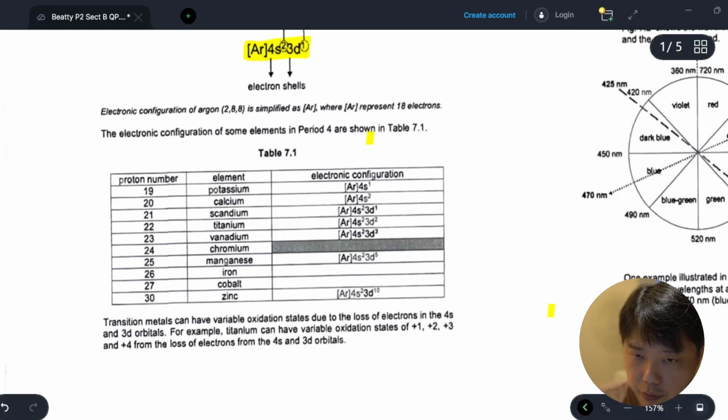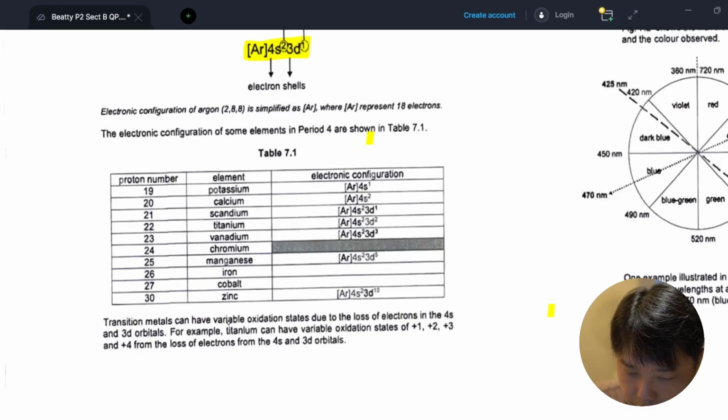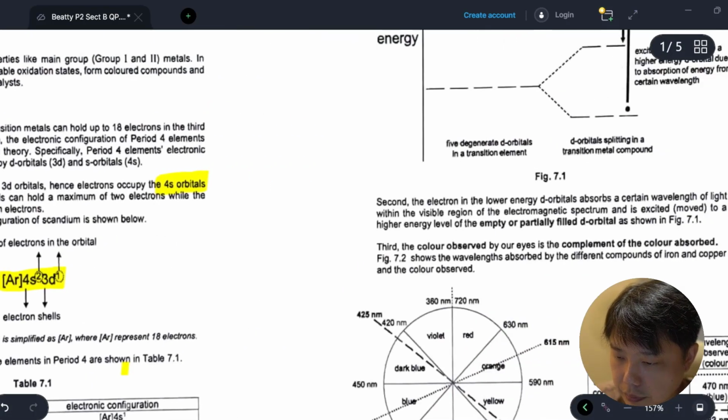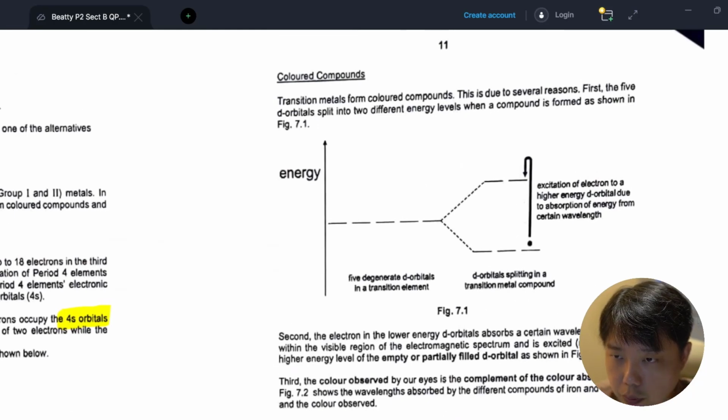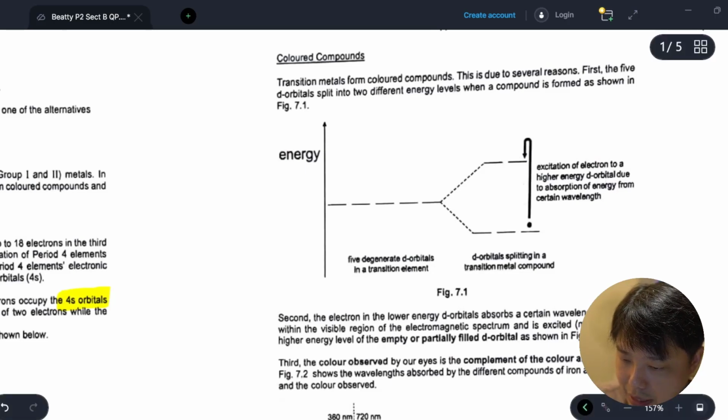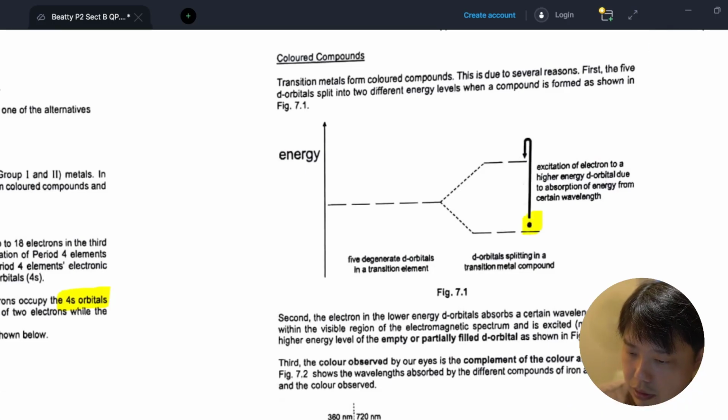Next up, they show you all the electronic configurations, save for some. They also share with you that transition metals can have variable oxidation states due to the loss of 4s and 3d electrons. Titanium, which has two 4s and two 3d electrons, can lose all four to give you +1 all the way to a +4 oxidation state. Then, how do they form colored compounds? This data question shares that when you excite a d orbital electron up to a higher energy level, it absorbs energy from a certain wavelength.